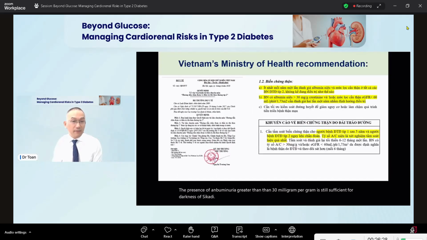Similar to the recommendation of ADA and KDIGO, the Vietnamese Ministry of Health also recommends that patients with type 2 diabetes should undergo early screening for kidney function using estimated glomerular filtration rate, eGFR, and urine albumin to creatinine ratio. You can see on the screen.